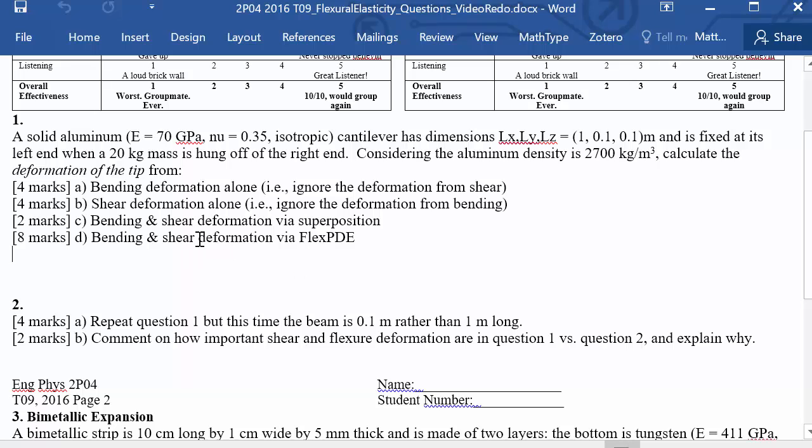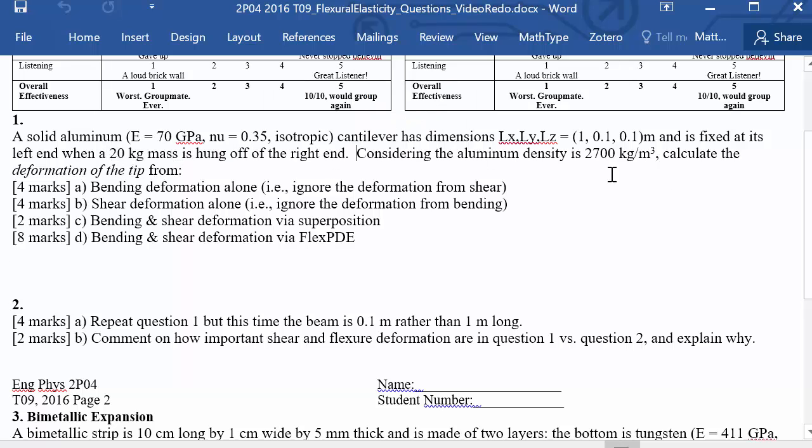shear force and bending moment deflections. So this is just going to be dealing with not any thermal expansion or piezoelectric things, just shear force and bending moment. So this first question says a solid aluminum cantilever has these dimensions and is fixed at the left end when this mass is hung off of the right end.